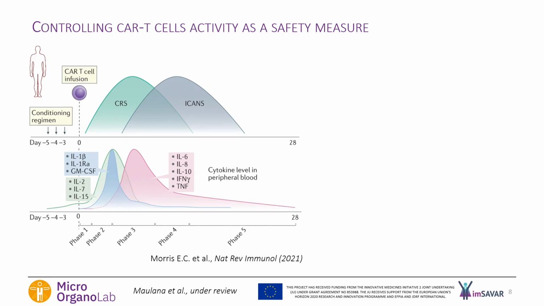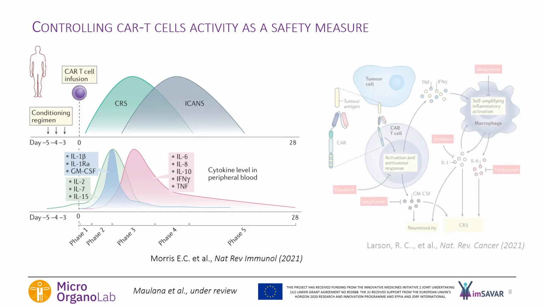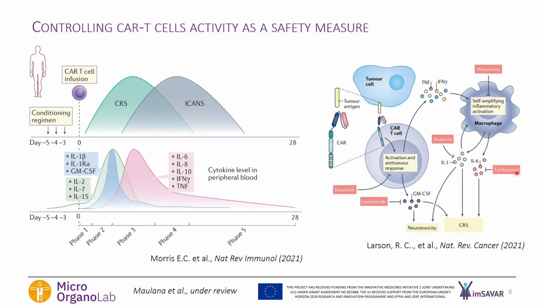So in the clinic, there are several ways to manage that. For example, using IL-6 inhibitor or IL-1 inhibitor. But what we would like to test here is to actually interfere directly with the CAR T cell activation signaling to prevent them from secreting the inflammatory cytokines and causing subsequent activation of, for example, macrophages and monocytes and, in the long run, cytokine release syndrome.